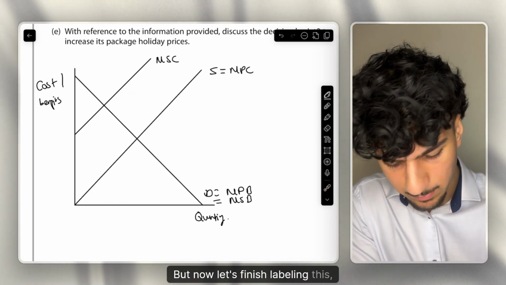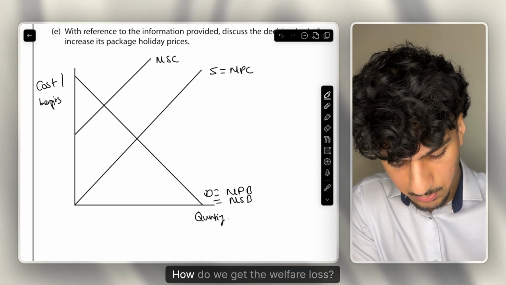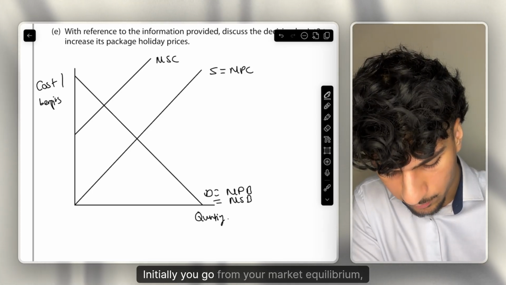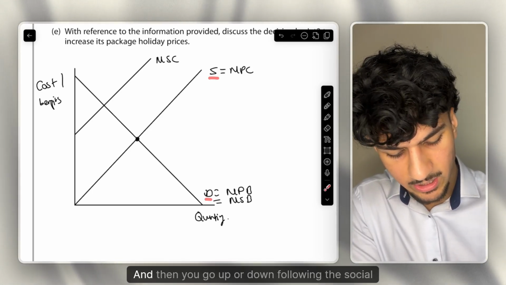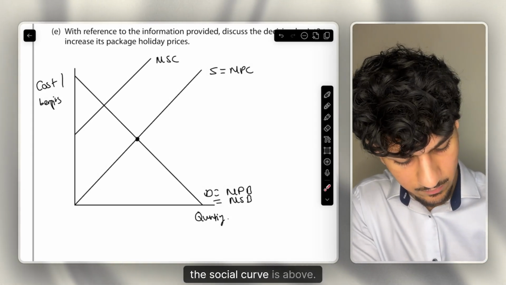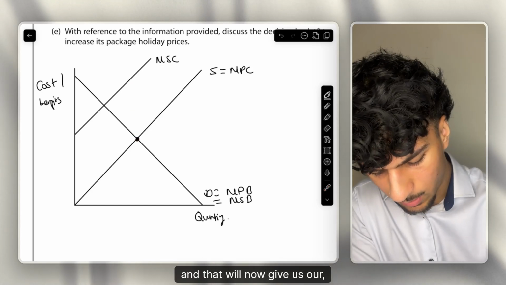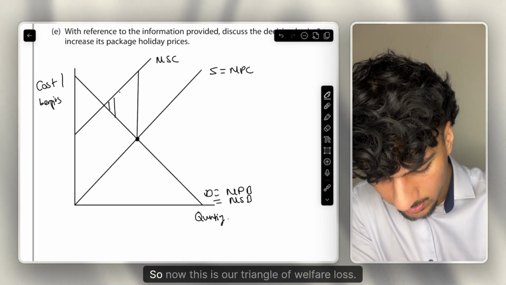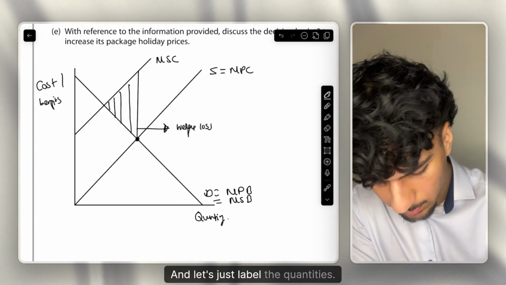But now let's finish labeling this diagram up. What do we need to finish labeling up? Of course, the welfare loss. How do we get the welfare loss? The thing I teach my students, it may not make much sense initially: you go from your market equilibrium, which is where supply equals demand, and then you go up or down following the social curve. In this scenario, the social curve is above, so we go from the market equilibrium up, and that gives us our welfare loss. That is a way to never get it wrong if you can understand what that means. So now this is our triangle of welfare loss, and let's just label the quantities.